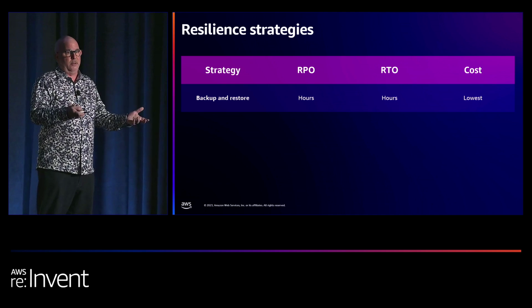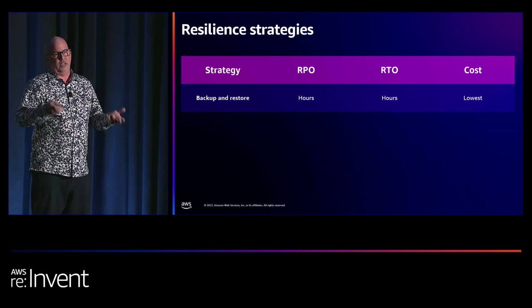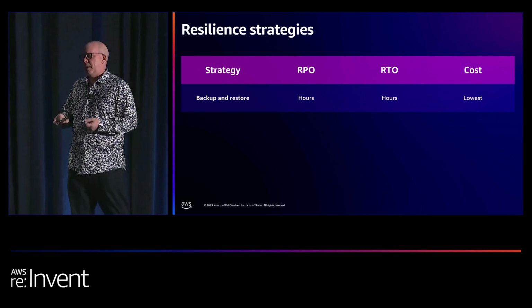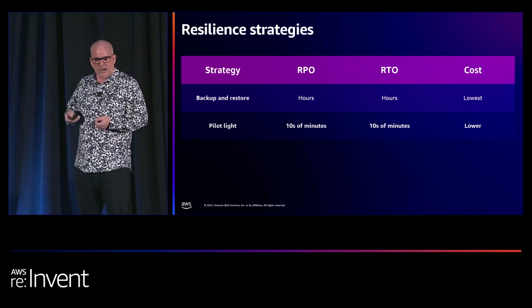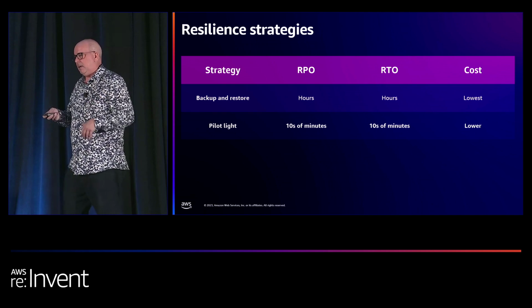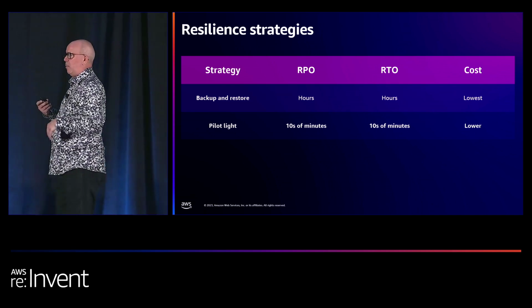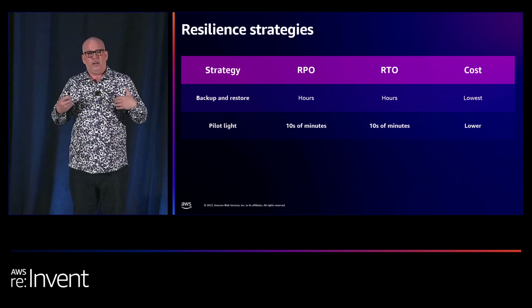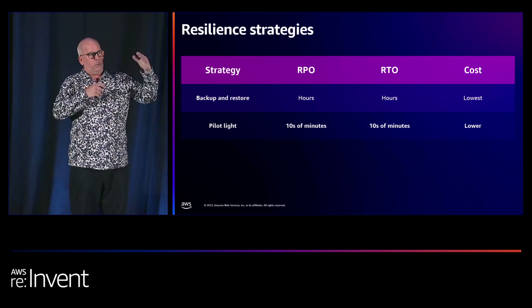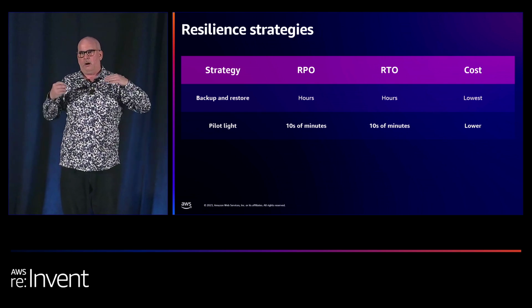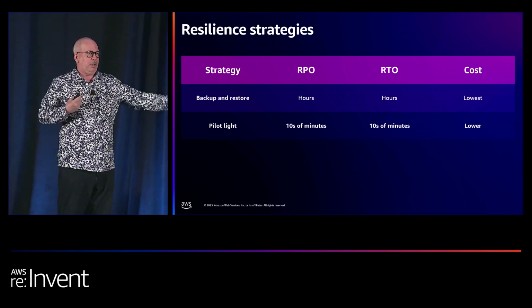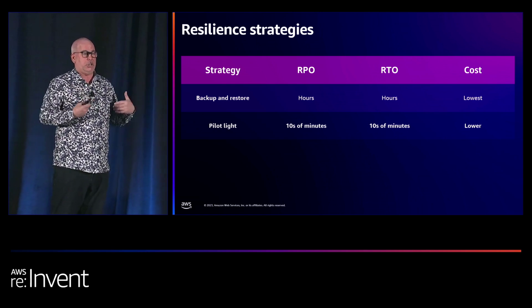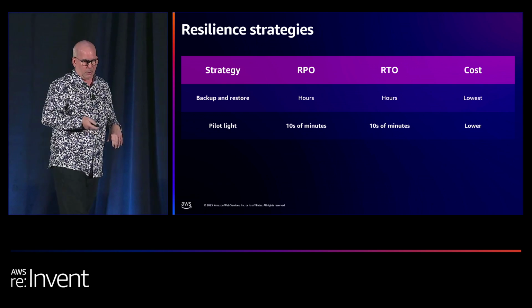But the advantage here, of course, is it's very low cost to adopt backup and restore as your primary resilience strategy. The next one we talk about is called Pilot Light, and this dramatically lowers our RPO and RTO to tens of minutes. And this is the one where we kind of cross the threshold between DR and HA a little bit in the sense that we're going to commit to copying our data to multiple places in order to achieve that low RPO and RTO.